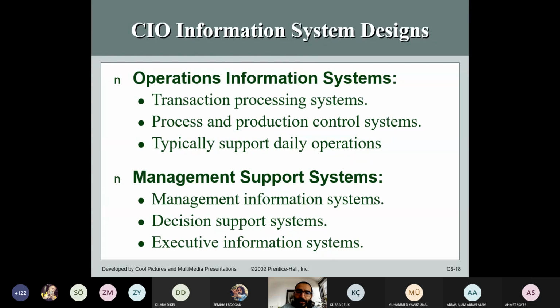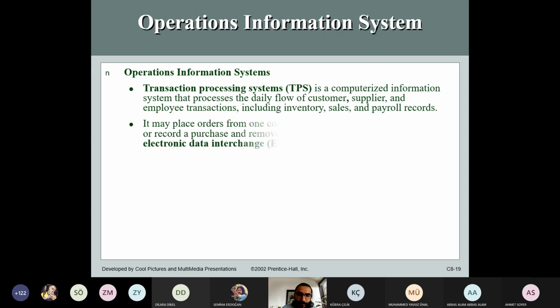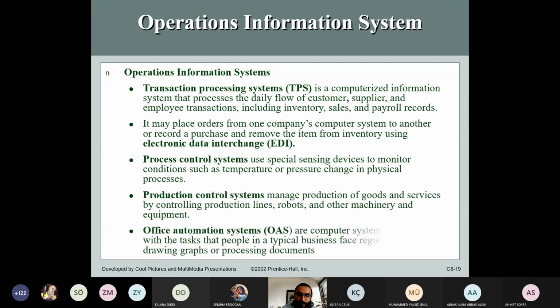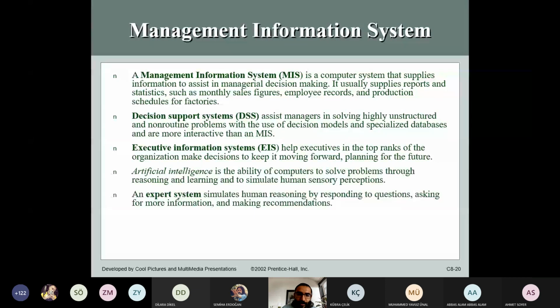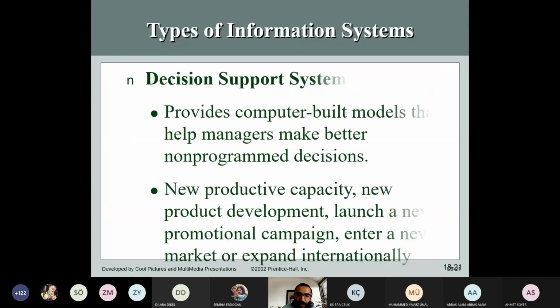So there are operational information systems, transaction processing systems, and there are management support systems. How do you support your decision systems? Let's look at them a little bit. I will come to them one by one in detail.